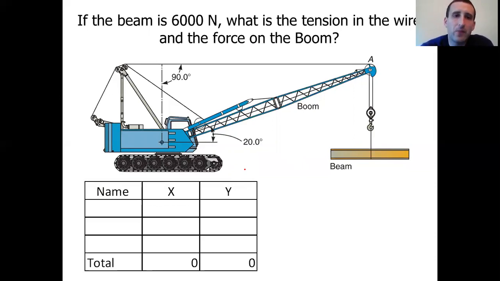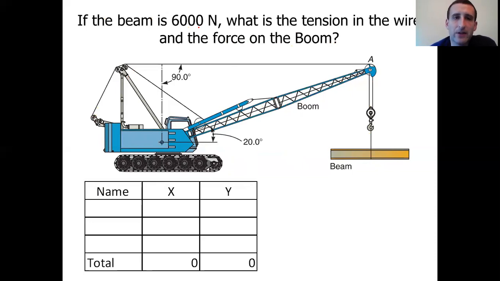So here we have a classic example of a statics problem. We've got this crane, right? And the crane's job is to lift the beam. The crane does that using a couple of different parts. We've got the boom, the part that we probably think of as being the crane, really, that central diagonal part that sticks out from the cab. But then we also have a cable, right? There's a cable that runs out and over the end of the boom and actually is what is attached to the beam. So the question here is, what is the tension in the wire and what is the force on the boom if the beam weighs 6,000 newtons?